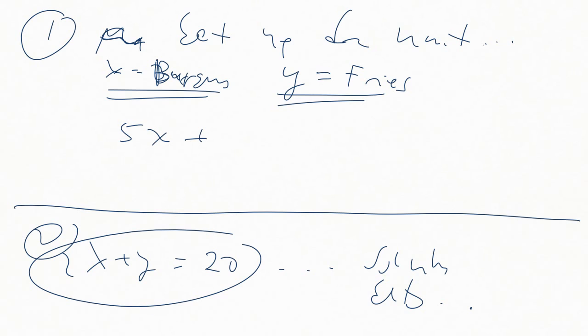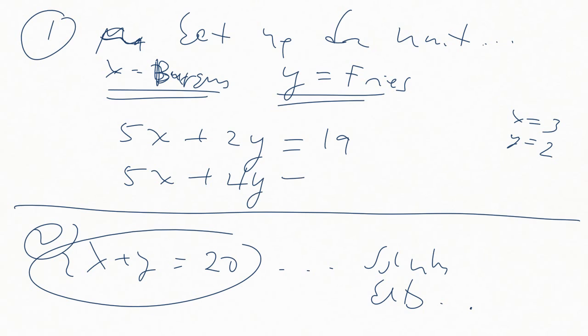5 burgers and 2 sets of fries. Let's just say a burger is $3 and fries are $2. So this is 15, that's 19. Check out this question. I really like this as a sort of just thing to, and if I have 5 burgers and 4 orders of fries, 15 and 8.